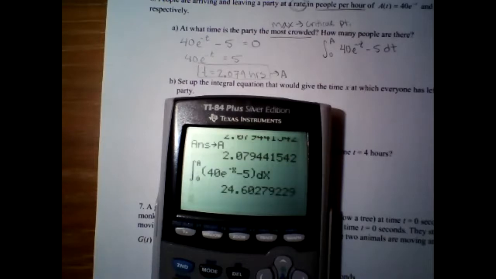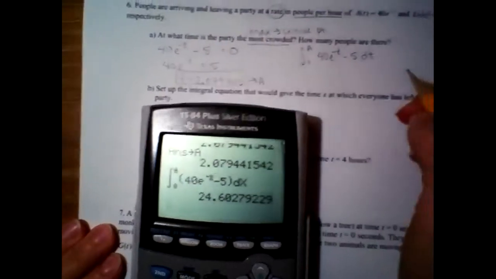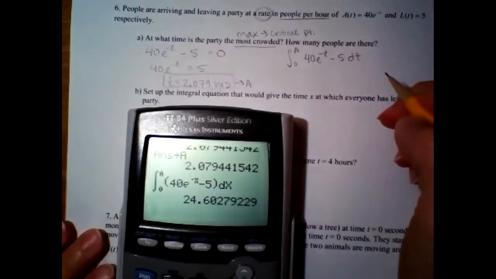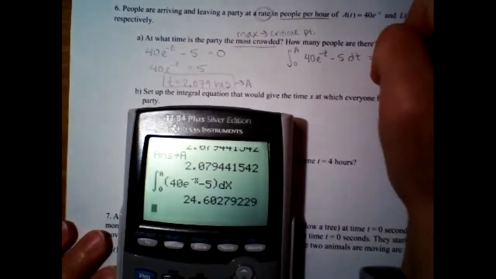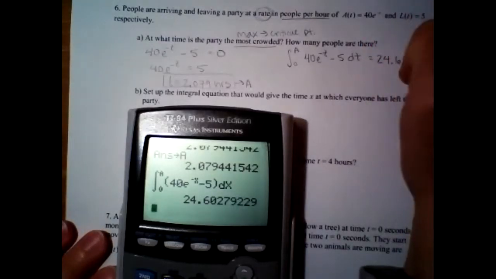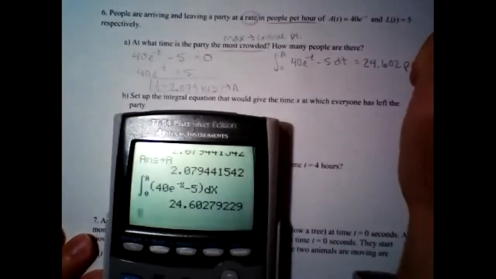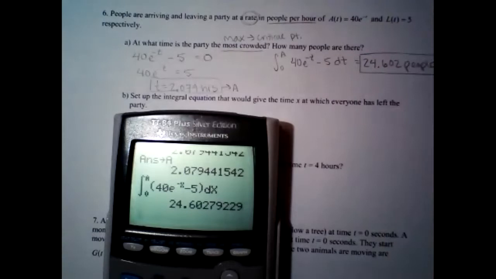Right, and so we get 24. Now you could round to the nearest whole person and say 25 people, but I always think it's funnier to just do the decimal. So around 25 people at the party. That's a lot of people at a party. Well, I guess it depends on how big the venue is. If that's like people at your house, that's kind of a lot of people to have over. I don't know what kind of party it is.